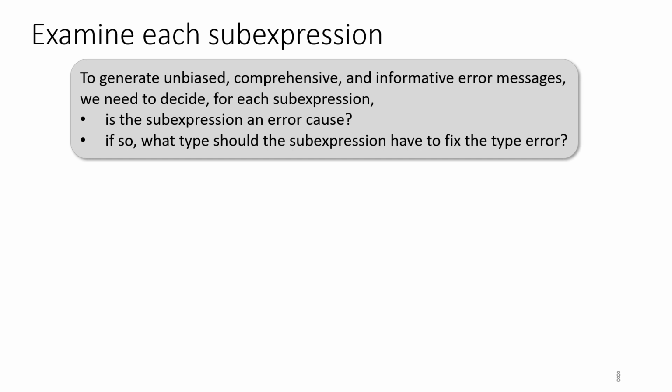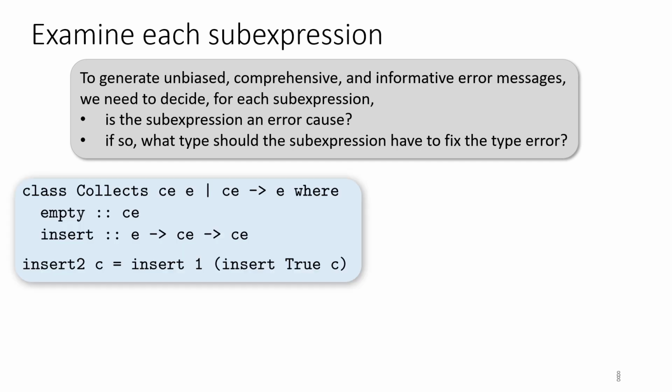Since our goal is to find comprehensive error fixes, we have to go through each sub-expression and decide whether it causes a type error, and if so, how we should change it to remove the type error. So we can essentially reduce these two questions to a new type inference problem. Let's use this example to illustrate our idea.